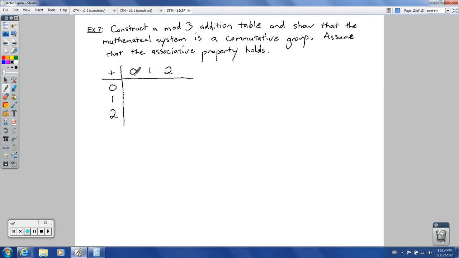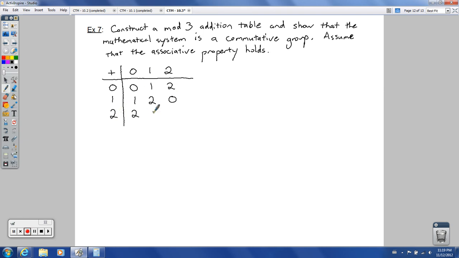So what's 0 plus 0 in mod 3? That's 0. 0 plus 1 in mod 3 is 1. 0 plus 2 in mod 3 is 2. And then the same thing with 1 plus 0 and 2 plus 0 is going to be that. 1 plus 1 is 2 in mod 3. Now this is where it gets a little trickier. 1 plus 2 is 3, but 3 in mod 3 is 0. There's no remainder when you divide 3 by 3.